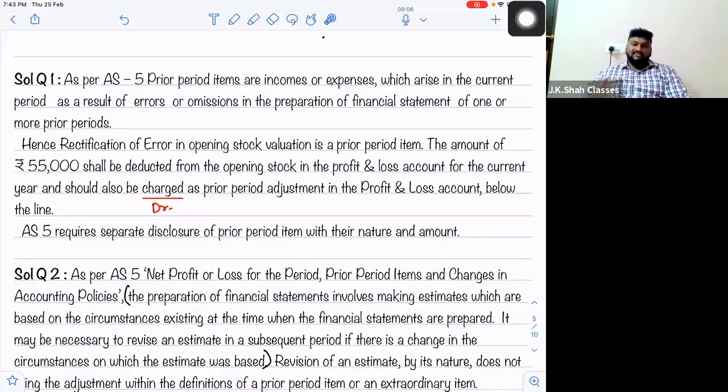Any query with question number 1? Any queries with question number 1? Shouldn't we show the disclosure also in our answer? No, not required.